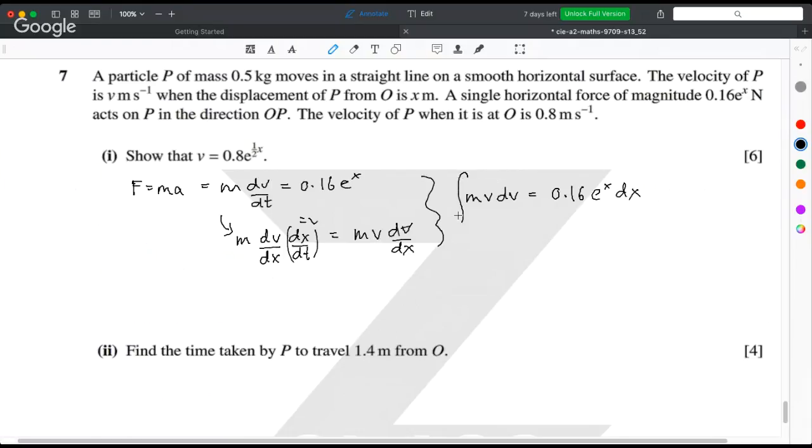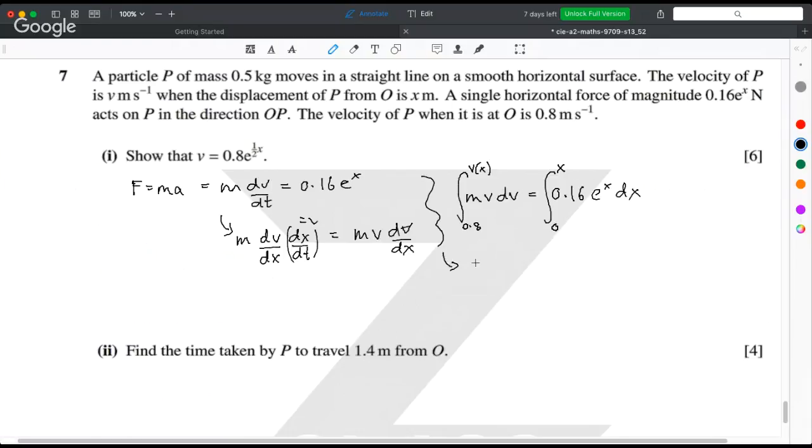And now I'm going to integrate both sides, and I'm going to use the limits that they give us. I've talked about this before, but you can either do it by integrating indefinitely and finding a constant, or you can encode that information into the limit. So the velocity of P when it is at O, so when x is equal to 0, is 0.8. So I'm going to integrate from when x is equal to 0 to x is equal to some x later on. And at that point, v will be equal to v of x. So I'm finding a relationship between these top two limits.